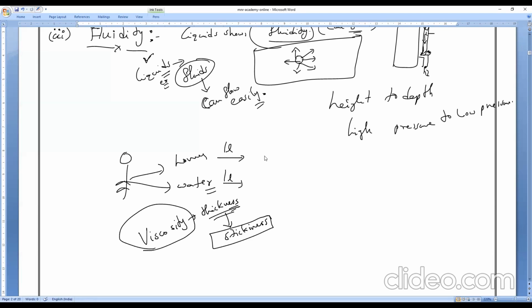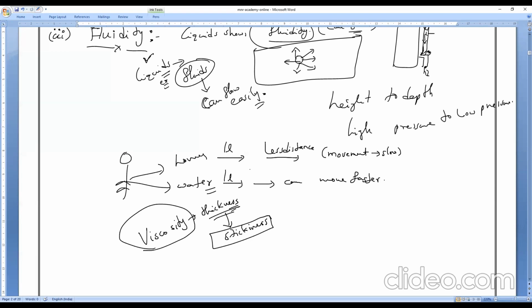Honey also can flow, but honey can travel only a short distance, and the movement is very, very slow. Yes or no? But water can move faster. Is it right or wrong, guys? All of you understanding? That is what you have to understand.